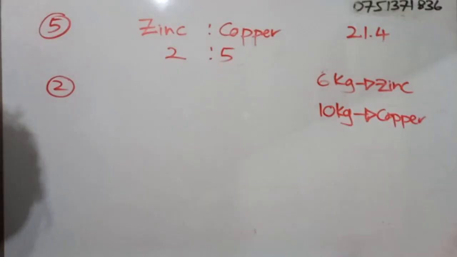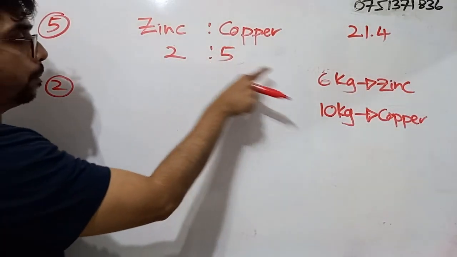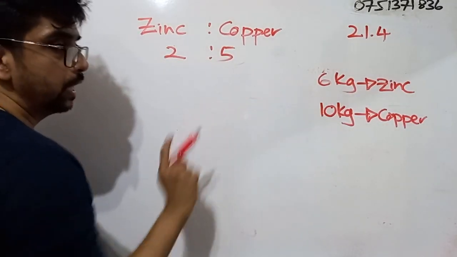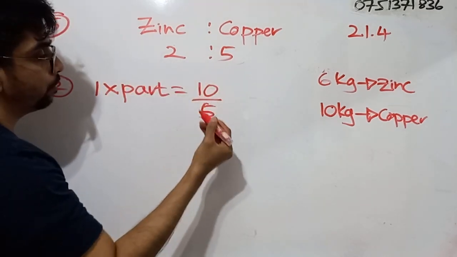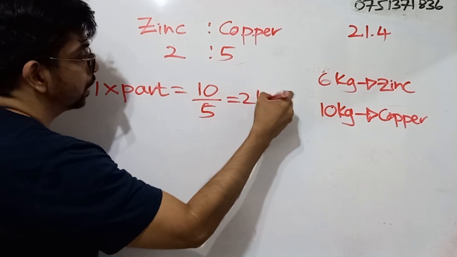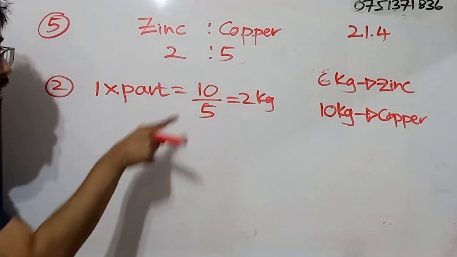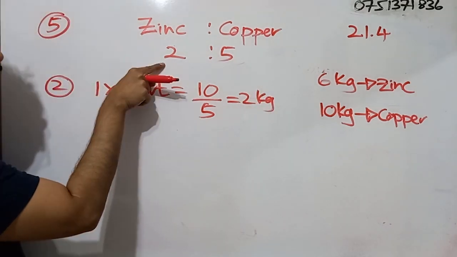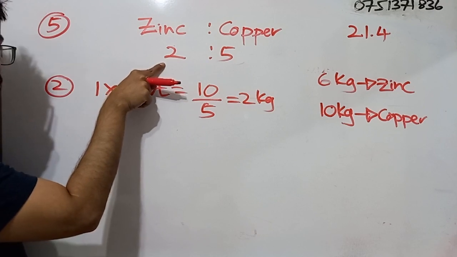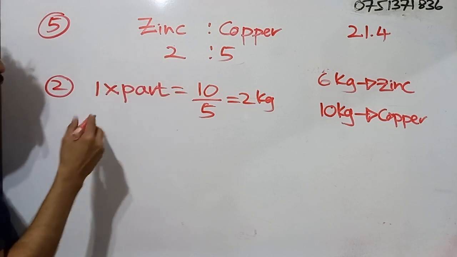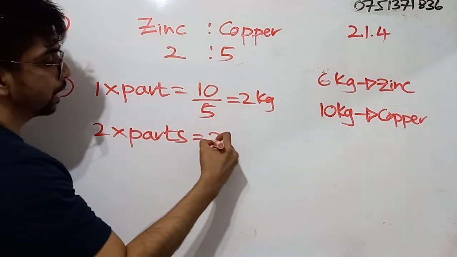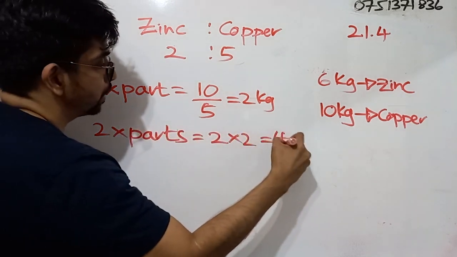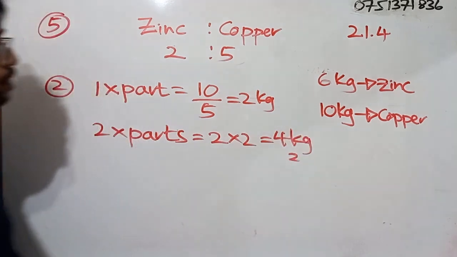Copper. That means 5 equal parts are what? 10 kilograms. So what is the value of one part? 10. We have to divide by 5. So we get 2 kilograms. Here we are dividing 10 kilograms. Now zinc. How many equal parts are there? 2. So 2 parts. Value of 2 parts. That means 2 into 2, which is 4 kilograms.